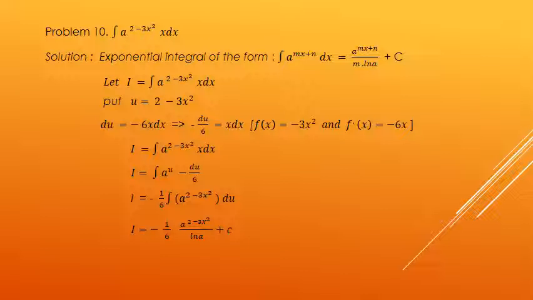Here we have problem number 10: integral of a^(2 minus 3x²) x dx, and we have the solution of this problem. Exponential integral of the form: integral of a with the power mx plus n dx equals a with the power mx plus n divided by m ln a, plus constant. That means problem number 10 is of the fourth exponential integral form, so we use this form to solve problem number 10.